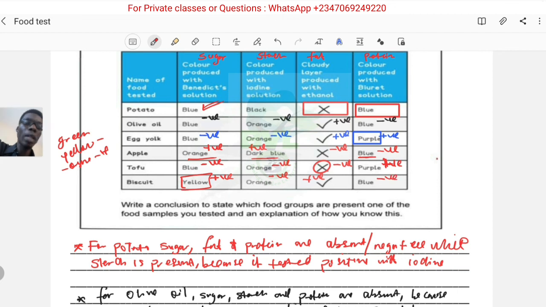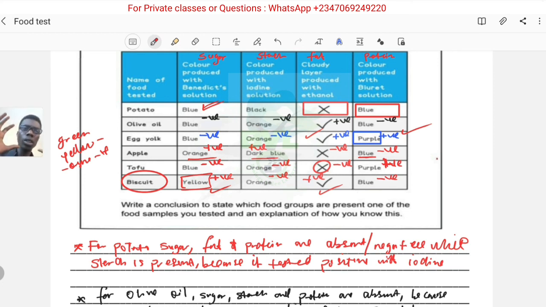Then for biuret, it remained blue. That's negative. So looking at the whole thing, this is showing us what contains what. You can see that biscuit contains a moderate level of sugar and some level of fat in it. And egg contains fat and protein. You might want to rewind the video.